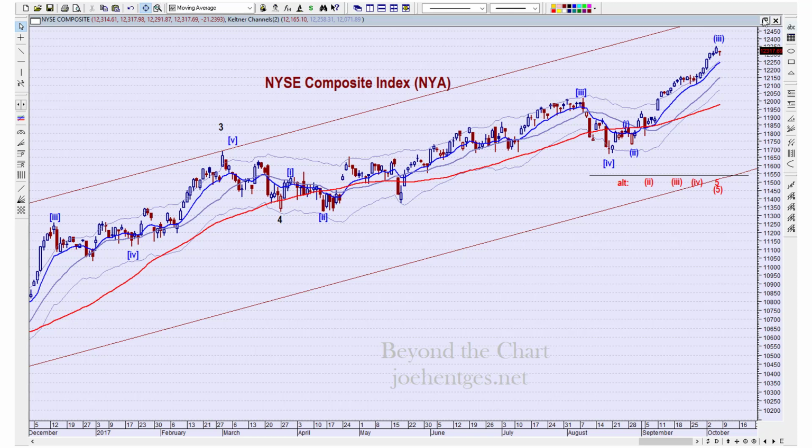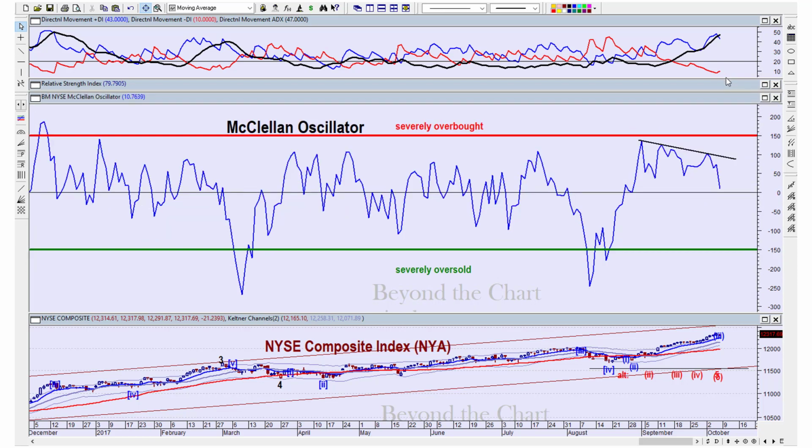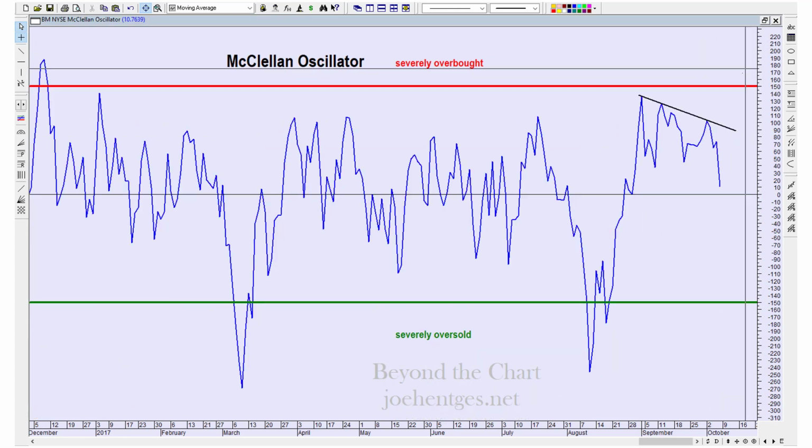Now, the McClellan Oscillator, which is what I also show here on the New York Composite. Let me get this aligned. Okay, that's a little better. So the peak on the McClellan Oscillator occurred right here on September 1st. All of this movement to the upside has not been confirmed by the McClellan Oscillator. And now the McClellan Oscillator has settled back on down.